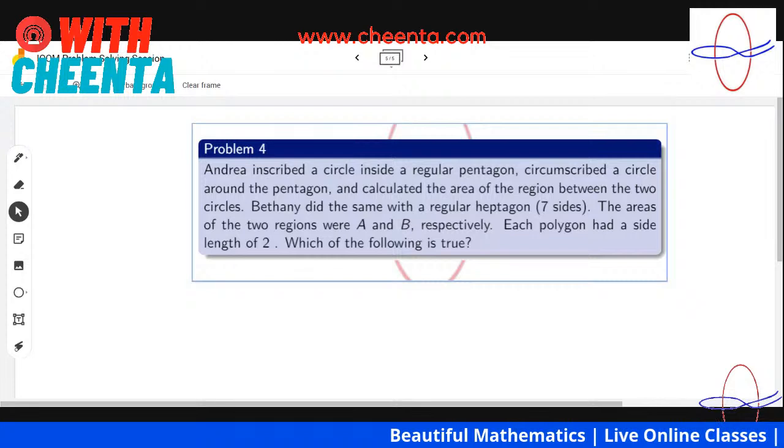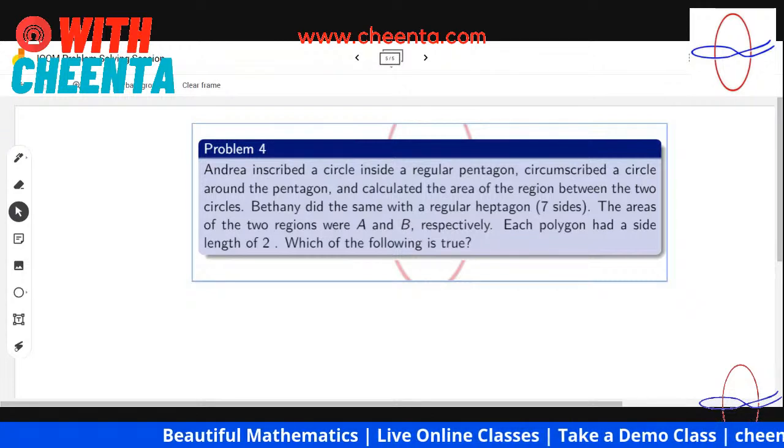Pinaki can send the solution in the comments or in the Beautiful Mathematics group.